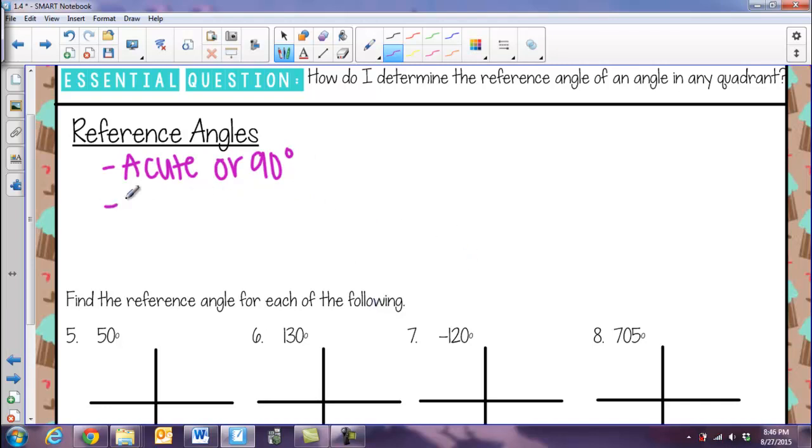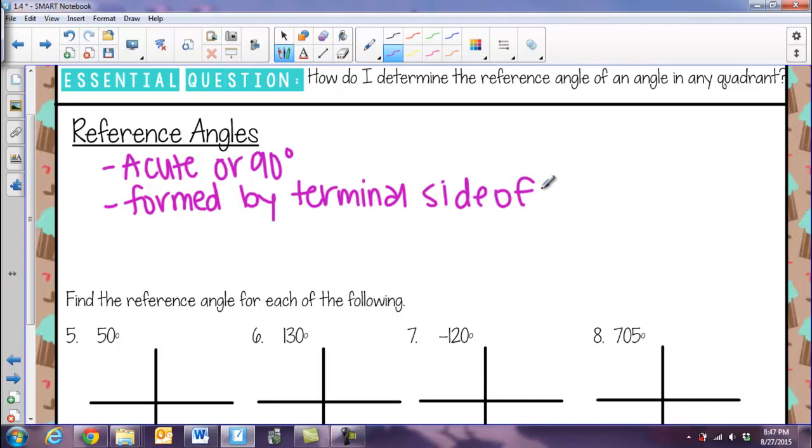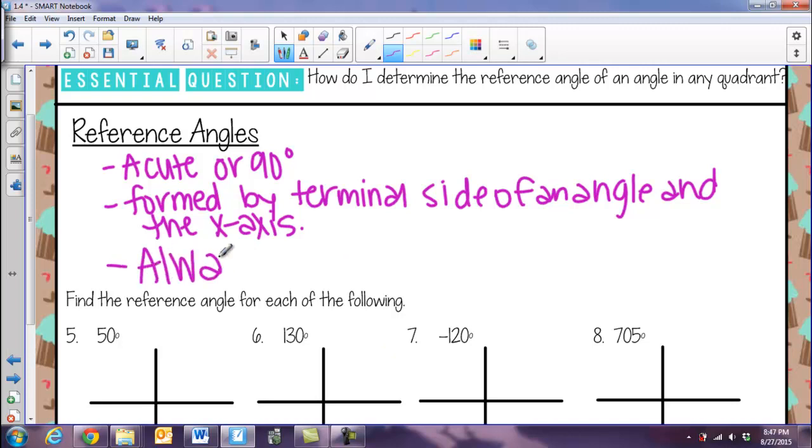They are formed by the terminal side of an angle and the x-axis. So if this is a reference angle, it's going to be on a terminal side of an angle and then the x-axis. The other thing about reference angles is they're always positive. Even if they're underneath in quadrant 3 or 4, they're always going to have a positive value because they're what we're referencing in order to find trig values later on.